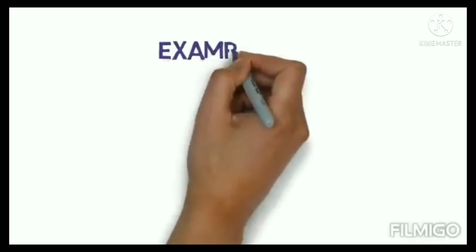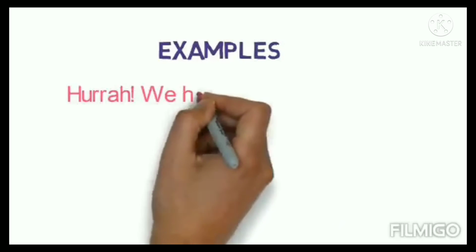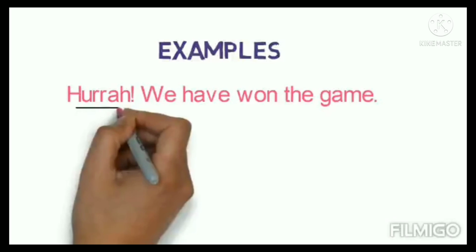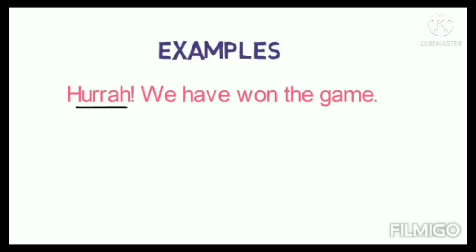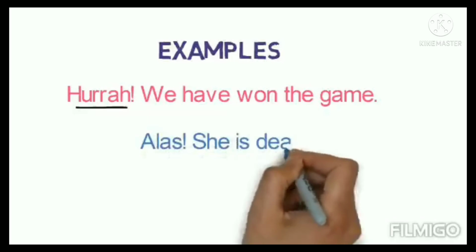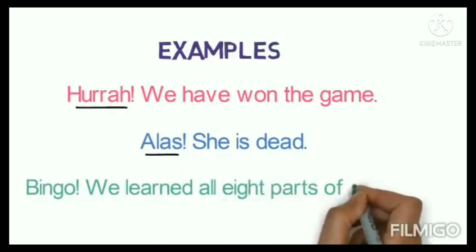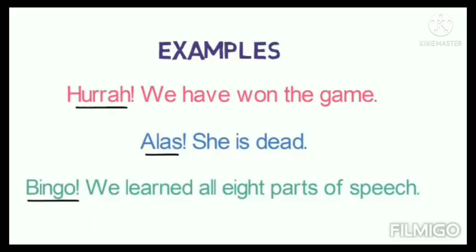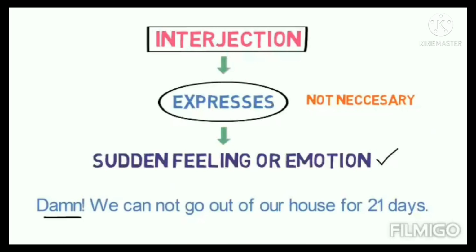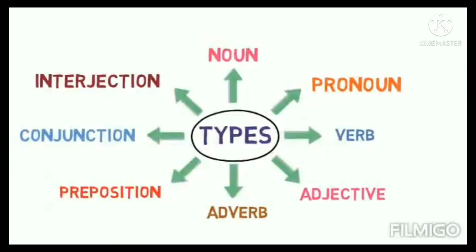Let me give you some more examples of them. Hooray, we have won the game. Here, hooray is an expression of joy. Our next example is alas, she is dead. Here, alas is an expression of sadness. Bingo, we learned all 8 parts of speech. Here, bingo is an expression of happiness. So, an interjection is a word which expresses some sudden feeling or emotion of a person. Finally, we have covered the basics of all 8 parts of speech.